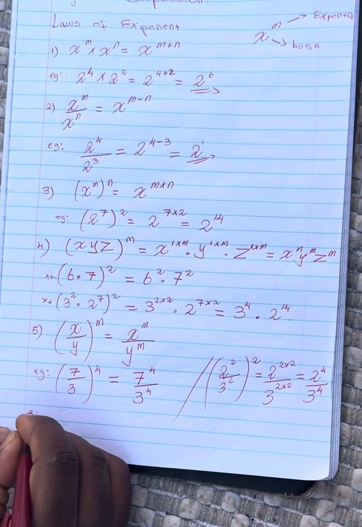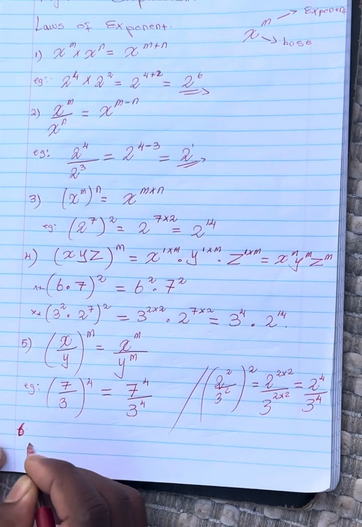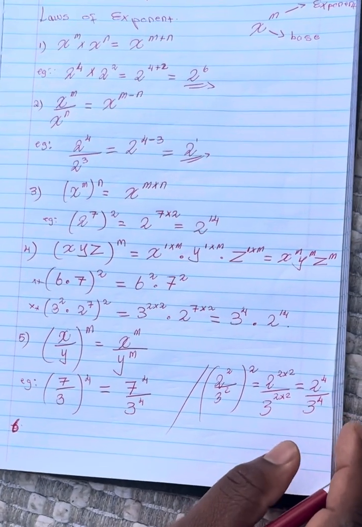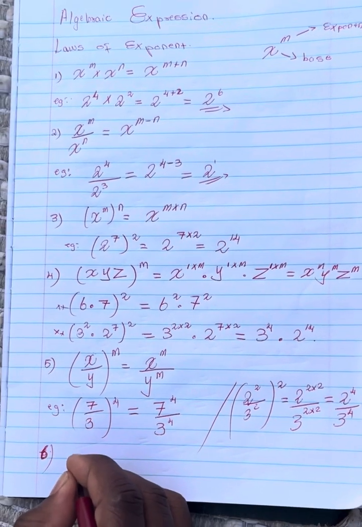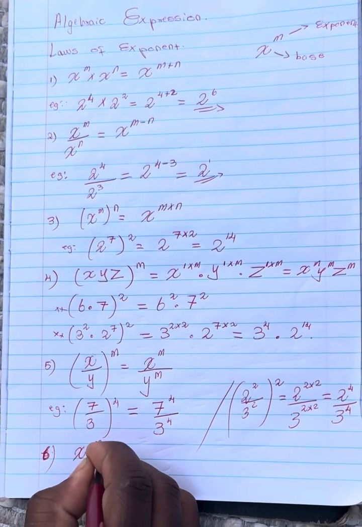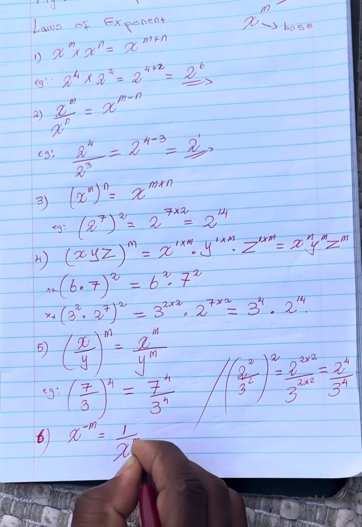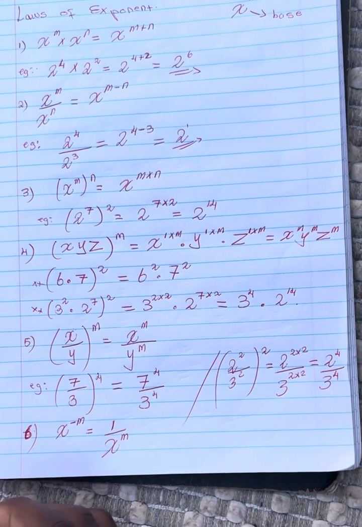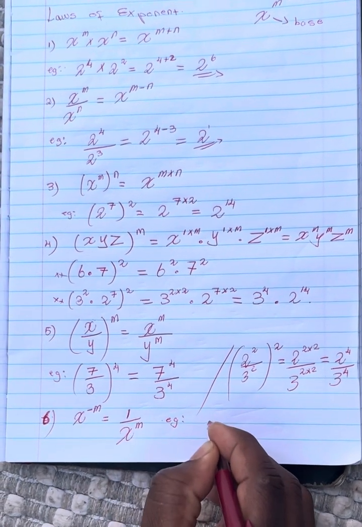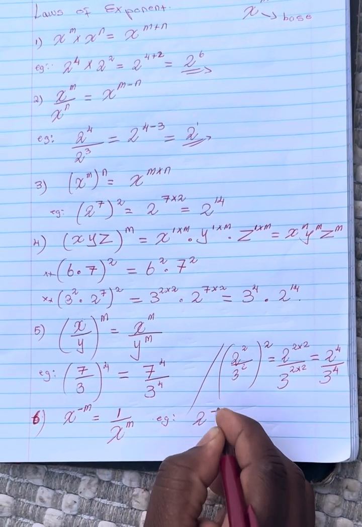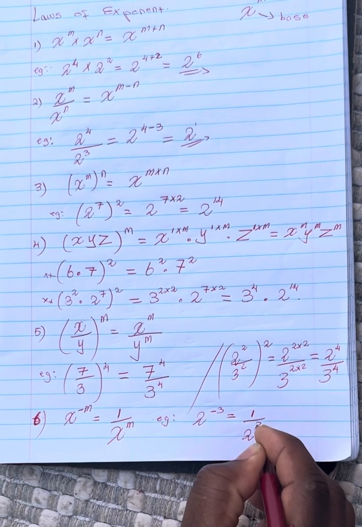We continue, which is law number 6. Anything raised to the power of a negative exponent is a fraction. What do I mean? If you are given x to the power of minus m, this is the same as 1 over x to the power of positive m. An example, if you are given 2 to the power of negative 3, this is the same as 1 over 2 to the power of positive 3.